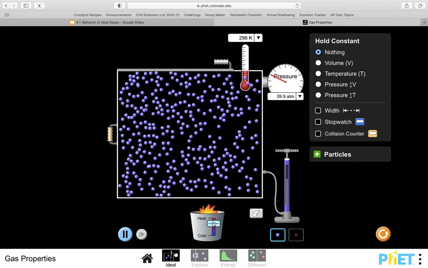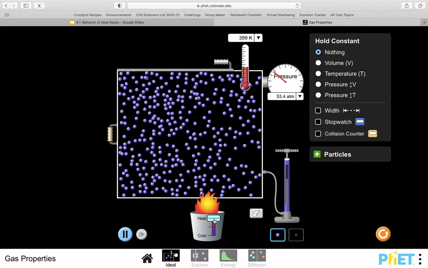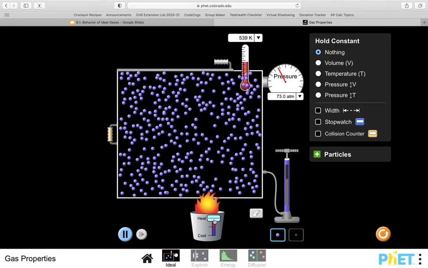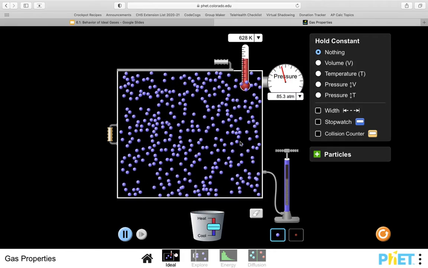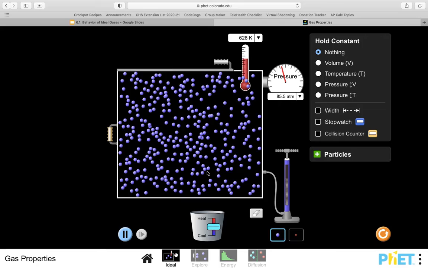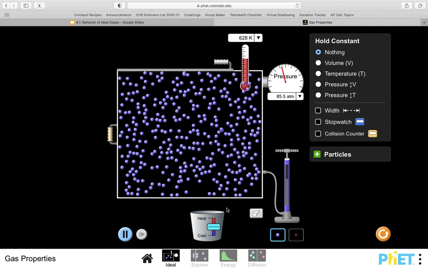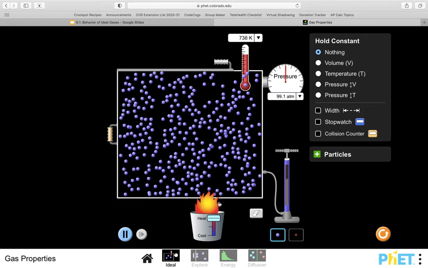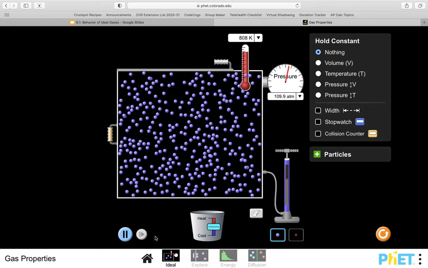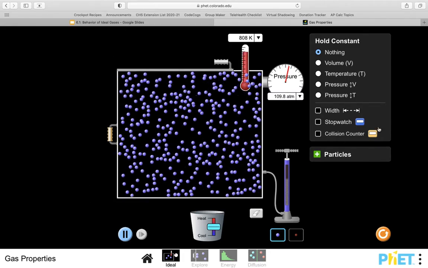Again, we can see that this temperature is a measure of the average kinetic energy of our gas molecules. The more kinetic energy our gas molecules have, the higher the temperature. And we can see heat going into the system causing a temperature increase.